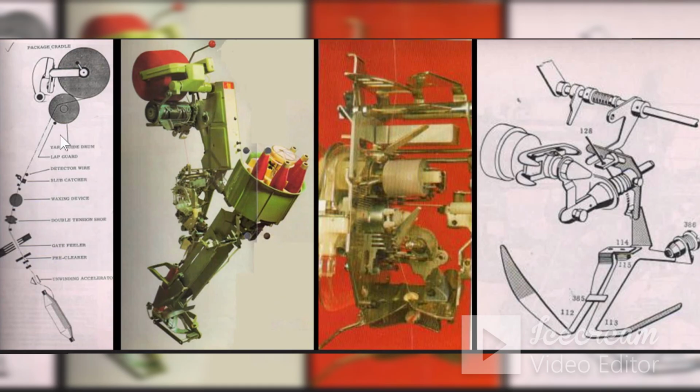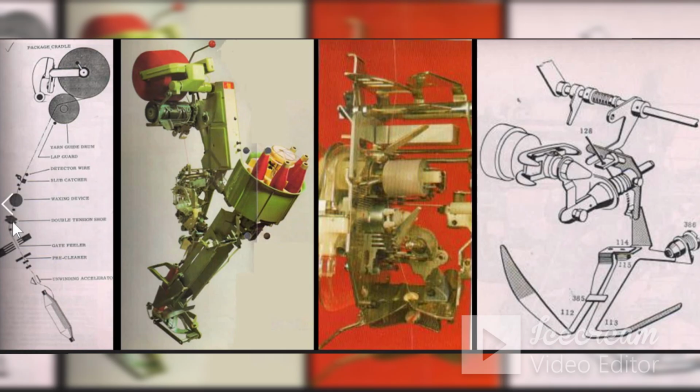So coming to this diagram, this is the ring frame bobbin. This is the unwinding accelerator. You have a pre-clearer. Prior to that, there are two yarn guides. Then you have a gate filler.